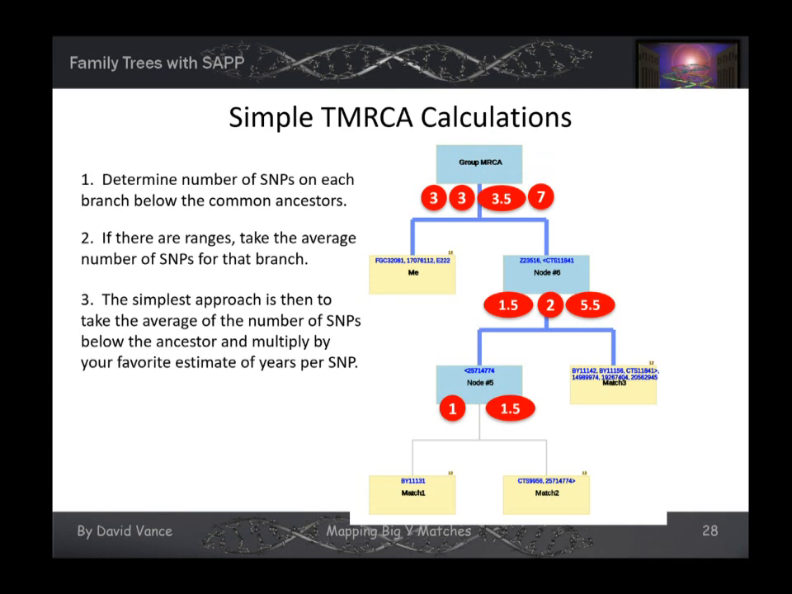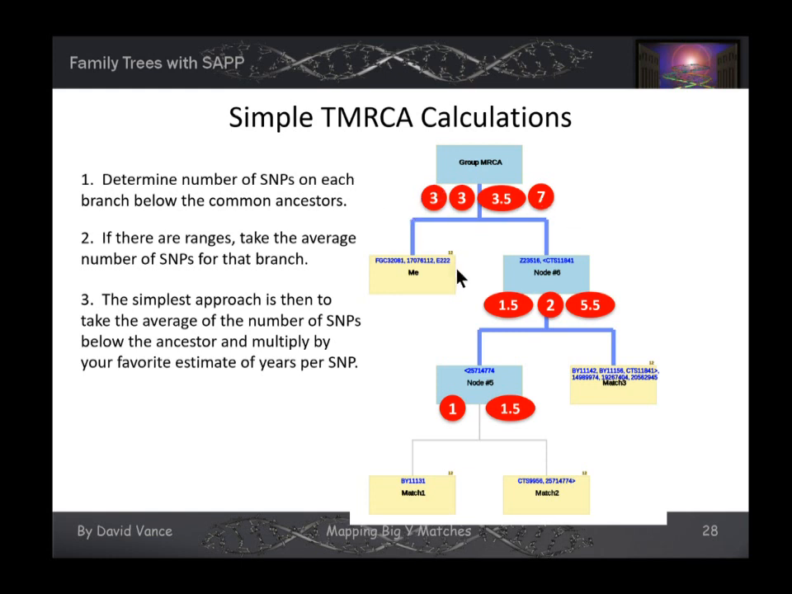And I can do that. I've done that in the past. But what I find typically is that you often have branches where one line or more has an outlier number of SNPs. Like here we have 3, 3, 3.5, and then 7, which seems an outlier to this data. I could have a lot fewer too. I could have one that has no SNPs or just 1 SNP.